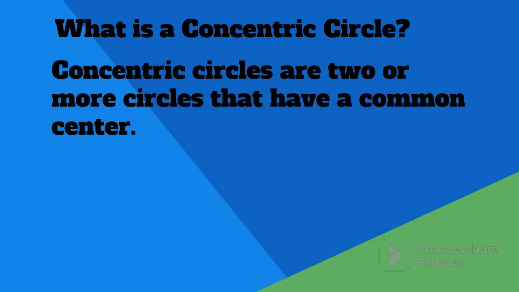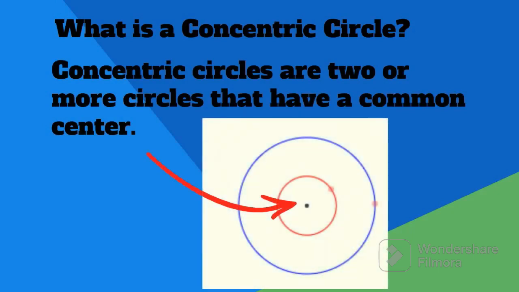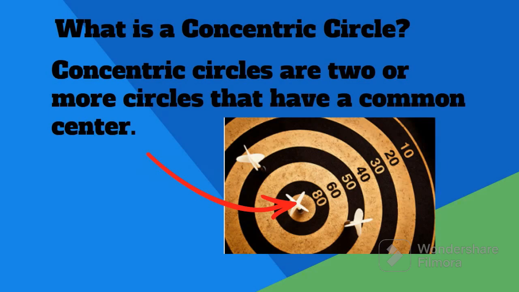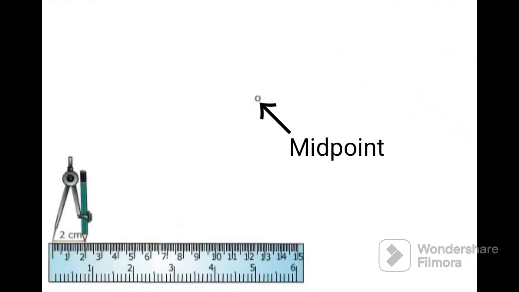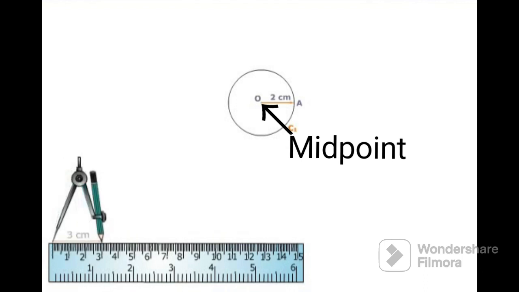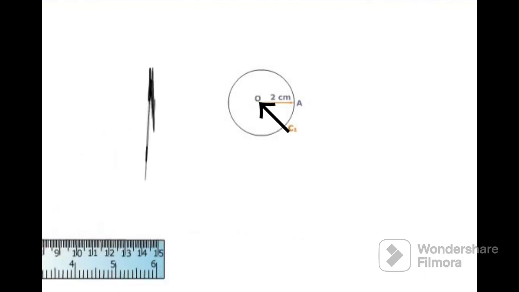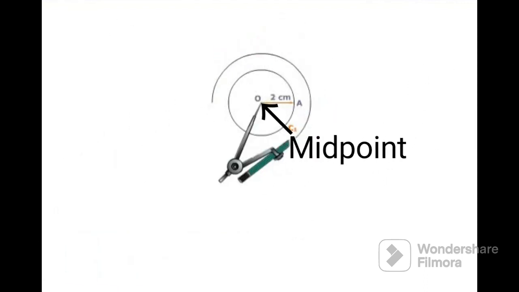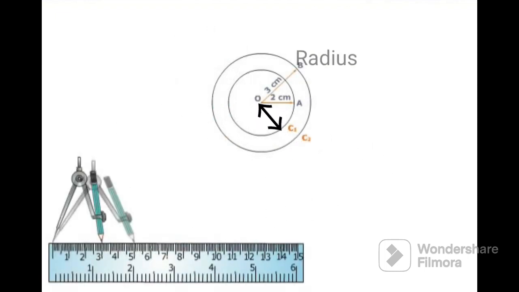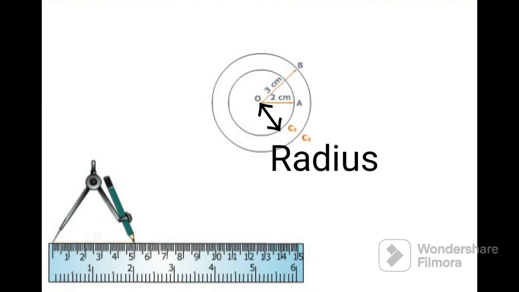Concentric circles are two or more circles that share a common center or midpoint but have different radii. In geometry, the midpoint is the middle point of a line segment. It is equidistant from both endpoints, and it is the centroid both of the segment and of the endpoints. It bisects the segment. A radius is the distance from the center point to the edge of the circle.